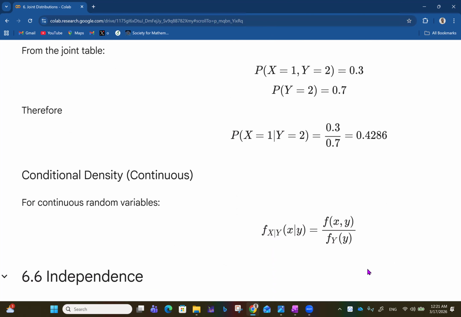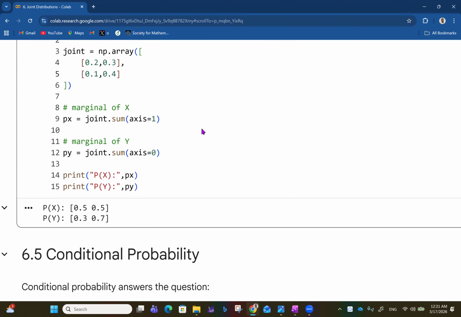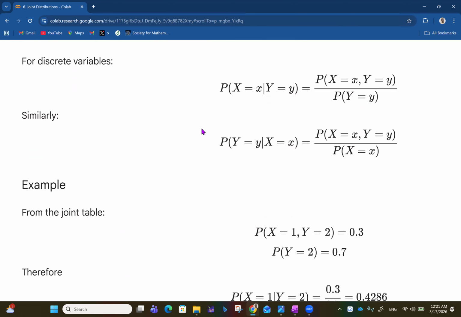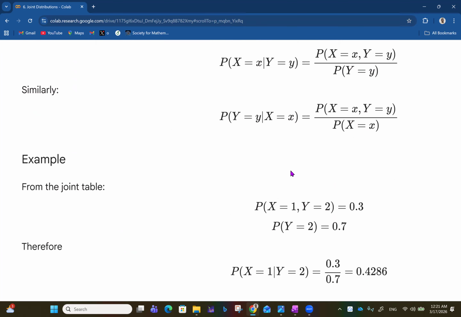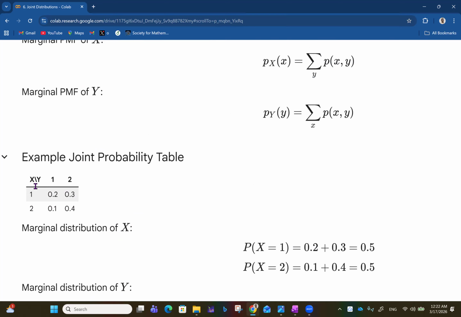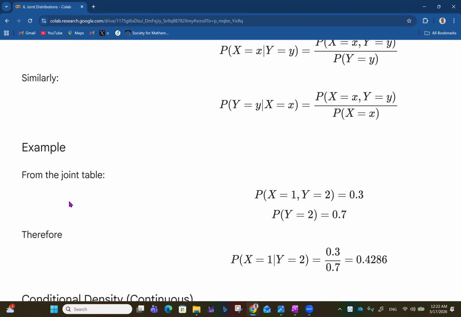An example of that is what we have here now. From the joint table, see that joint table up there? From that joint table, we need the probability that X is equal to 1 and Y is equal to 2. That is the probability that X is 1 and Y is 2. That's 0.3 right here, and that's why we have that 0.3.